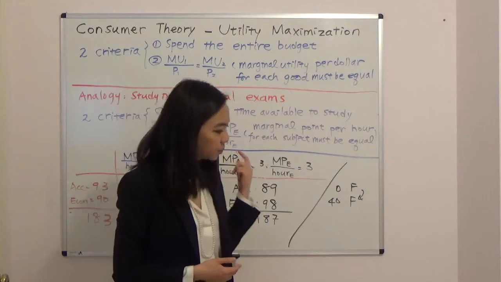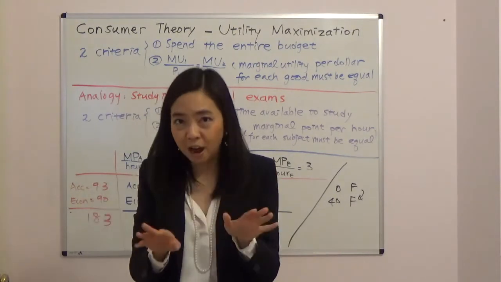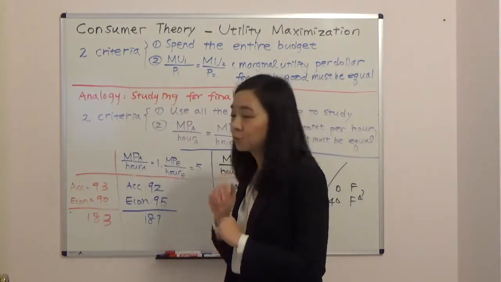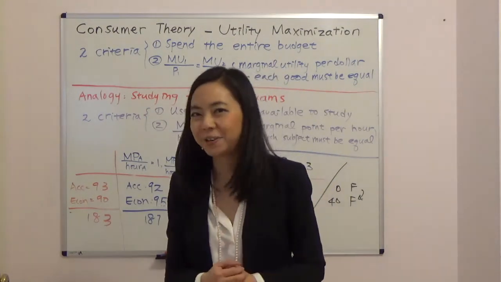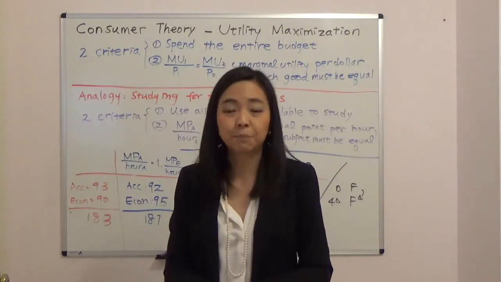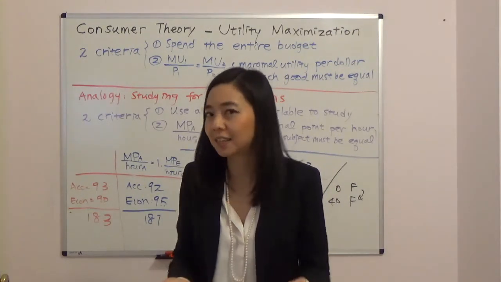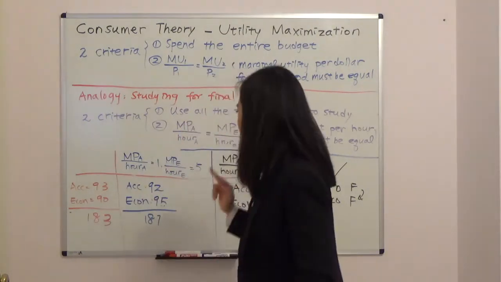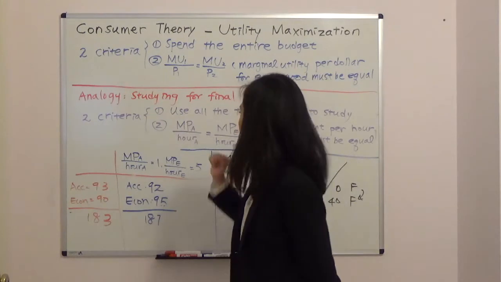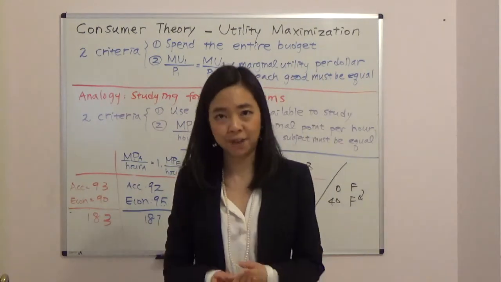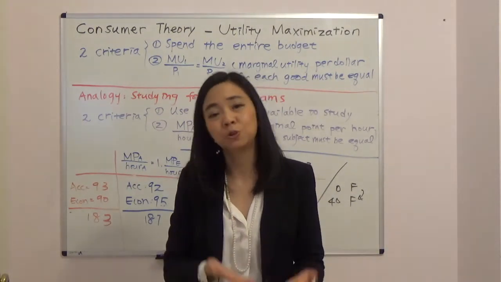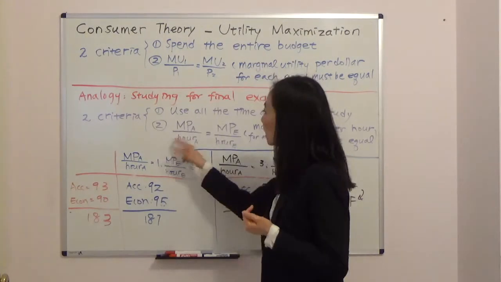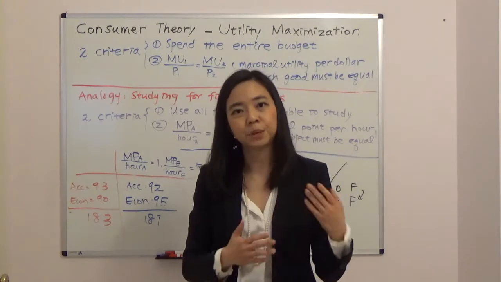So I know this is a little bit abstract, so I want you to, for now, forget about consumer theory, and we're going to illustrate consumer theory with studying for a final exam. So we all have studied for a final exam before, and which subject do you study next? You're doing this calculation in the back of your mind. So there are two criteria that must be met. First of all, you need to use all the time available to study. So when you have time, you're studying, you're not playing computer games, you're not partying. Second of all, you need to make sure that marginal point per hour must be equal.